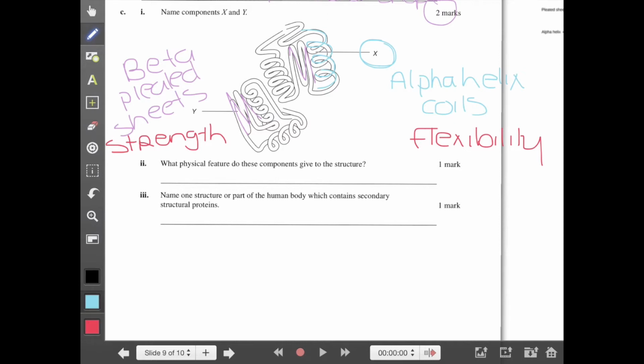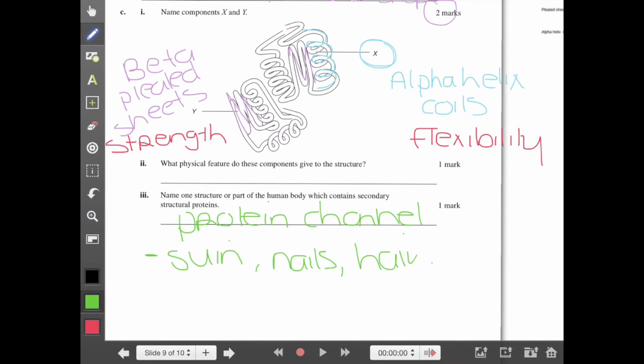Okay, name one structure or part of the human body which contains secondary structural proteins. Now we mentioned before that they're probably going to be in the protein channels because most of the time they are just a secondary level. But some other things that you might have seen might be in your skin or your nails or your hair. So keratin's a really good example of that.